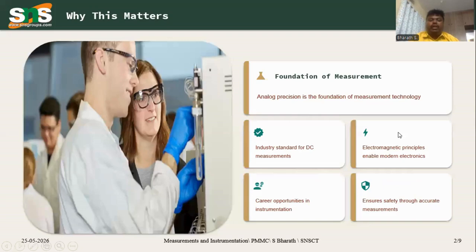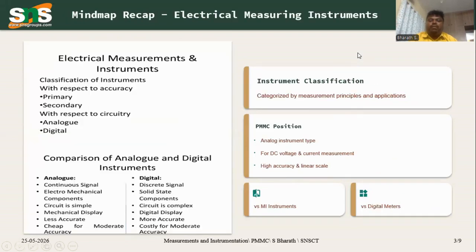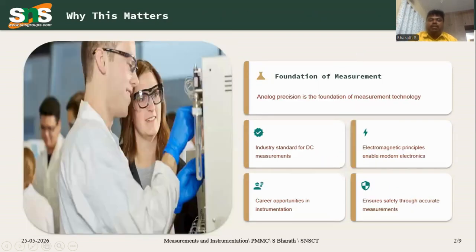What are moving coil instruments? The instruments which are used for measurement purposes are classified on the basis of various categories. These categories involve two types of measurement devices. One is called permanent magnet moving coil instruments, and the second one is called moving iron instruments. The first classification is about moving coil instruments, otherwise called permanent magnet moving coil instruments.